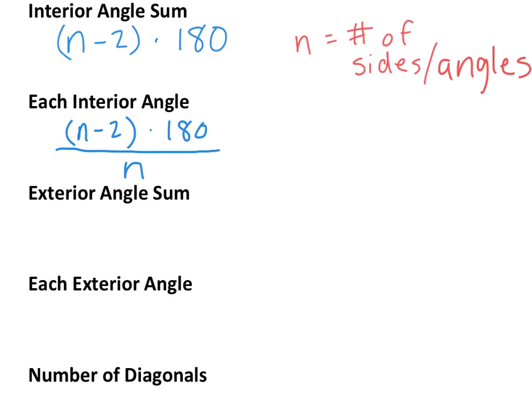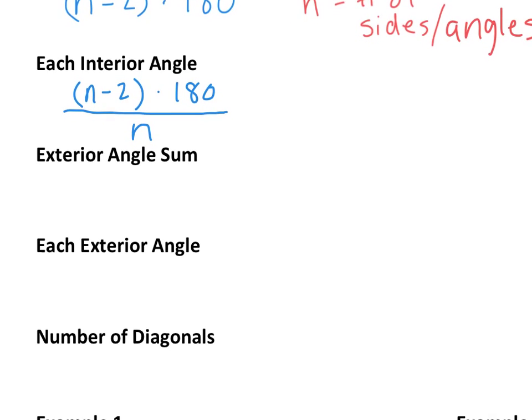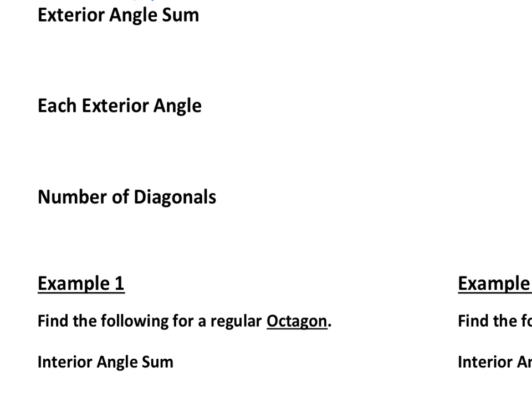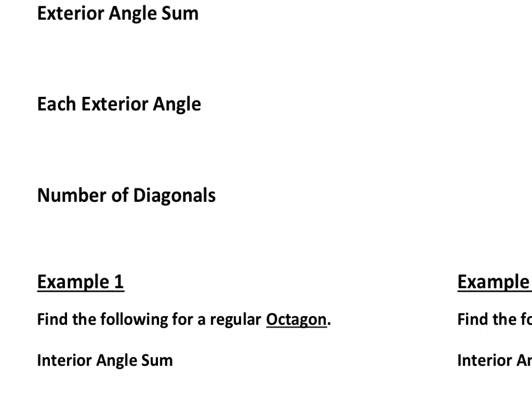Then yesterday, we talked about exterior angles and diagonals. We did a couple examples to explore what the exterior angle sum would be in each polygon, and we came up with the fact that the exterior angle sum is always 360 degrees. No matter if it's a triangle, a quadrilateral, a pentagon, a 50-gon, a million-gon, all the exterior angles will always add up to 360 degrees.